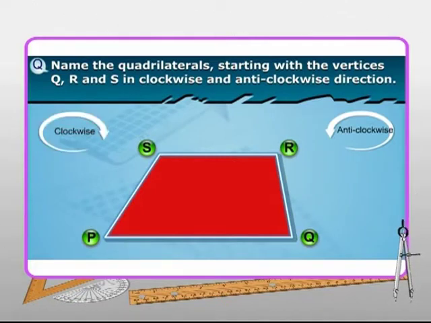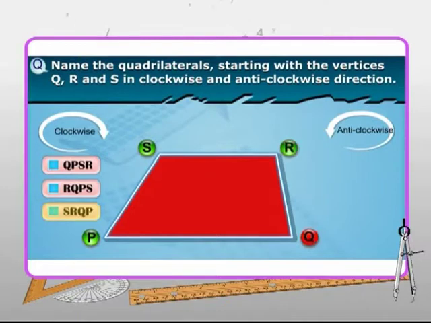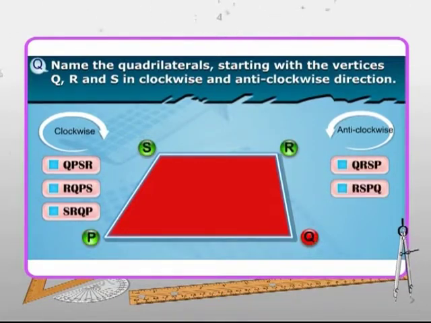In the clockwise direction, the given quadrilateral can be named as QPSR, RQPS and SRQP. And in the anti-clockwise direction, it can be named as QRSP, RSPQ and SPQR.